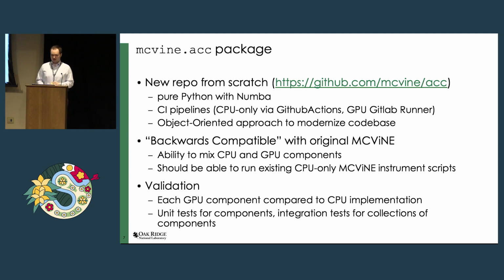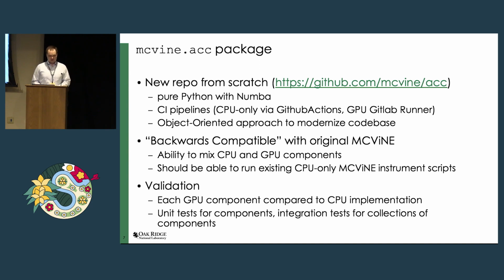This is a new package that we're making called MCViNE.acc, which stands for the accelerated version of MCViNE. This is a new repo from scratch, written in pure Python using Numba. So we have CI pipelines, both for CPU and GPU as well, since we want to verify the results between them. And while we're doing this, we want to modernize the code base. So we're sticking with an object-oriented design approach.